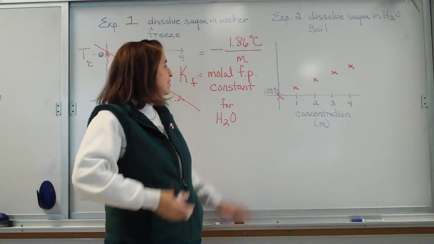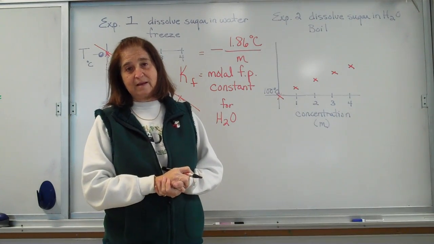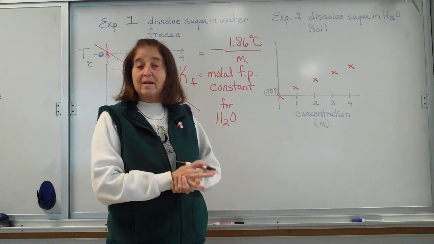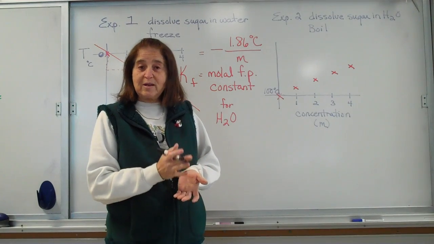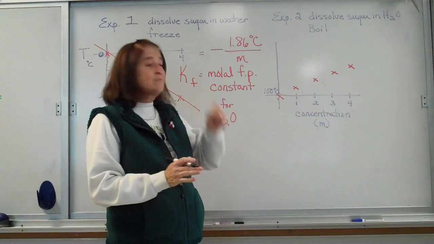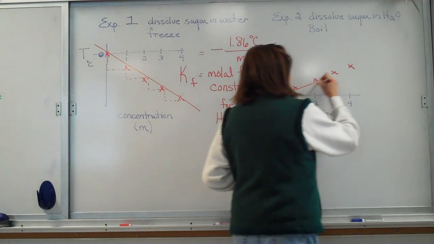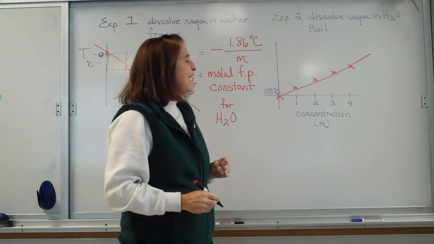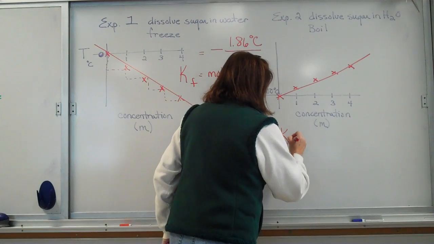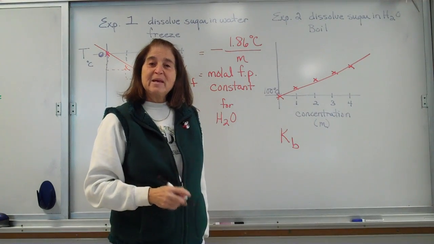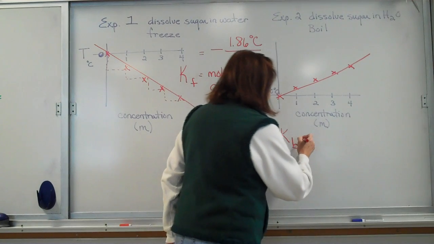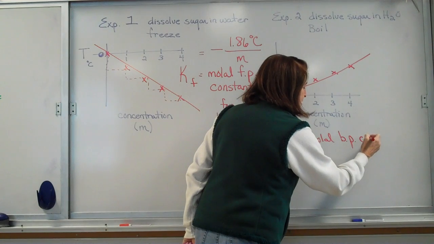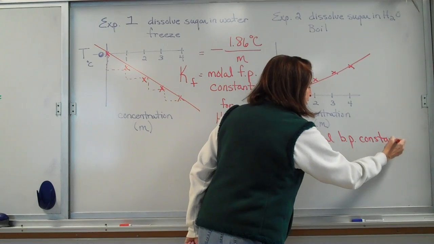Here again, the data points seem to indicate a straight line, and a mathematical analysis shows us that these points do fit a straight line, and when you look for the slope here, we have a positive slope, and this slope is going to be called the Kb. The Kb is a constant. The Kb is the molal boiling point constant for water.